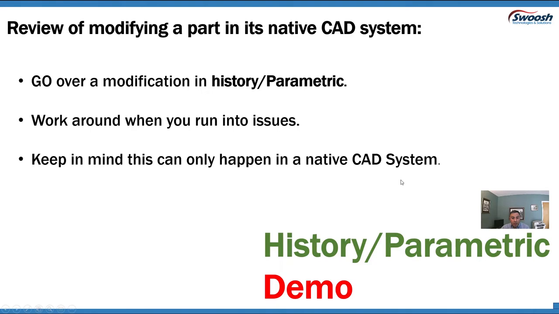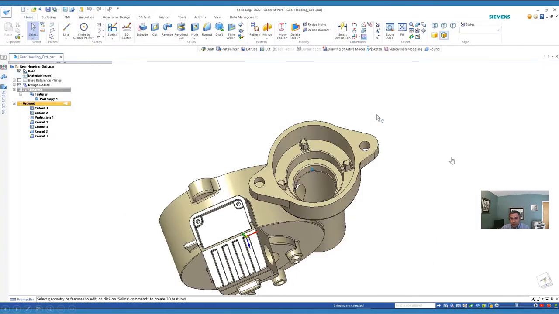All right, so we're just going to go over a quick overview of how to make a modification parametrically, and a workaround when you run into issues. You'll see what I'm talking about there. And keep in mind, this is only going to happen if you're using your native CAD system, right? So I'm going to go ahead and show you the demo. All right, so go ahead and switch over to Solid Edge here.